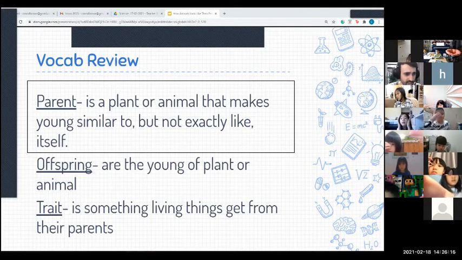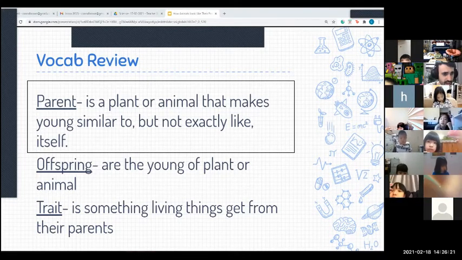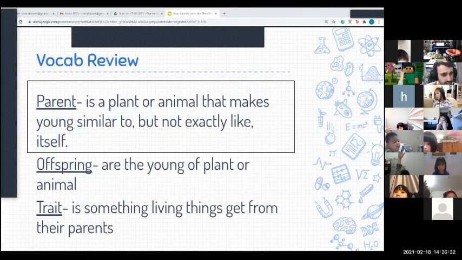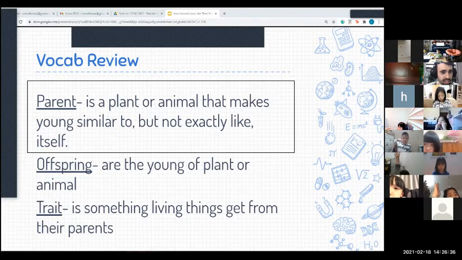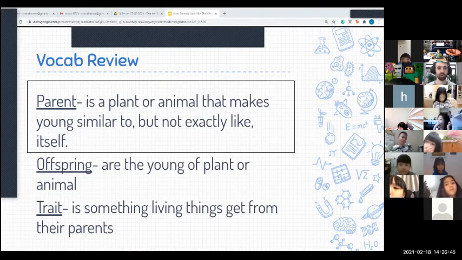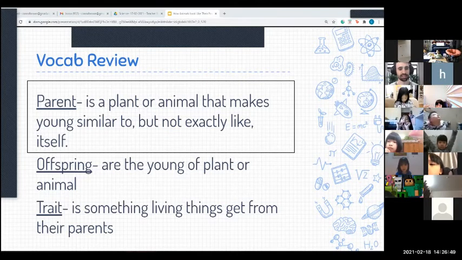Let's have Sarah. I'm going to unmute you, Sarah. Sarah and Daisy would like to read together, I think. So Sarah and Daisy, could you read parent for the class? So start off with parent. Make sure Daisy unmutes yourself. There you go. So guys, read together and read parent. You guys can start.